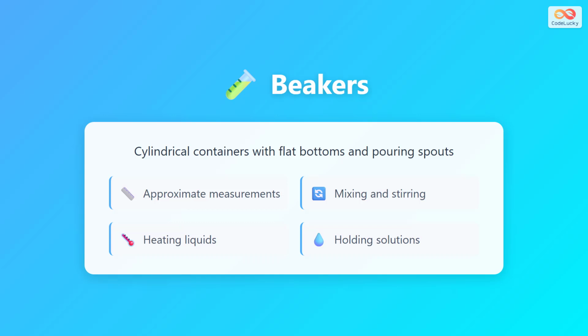Let's start with beakers, one of the most versatile containers in the laboratory. Beakers are cylindrical glass containers with a flat bottom and a small pouring spout. They're used for approximate measurements of liquids, making them perfect for mixing and stirring solutions.